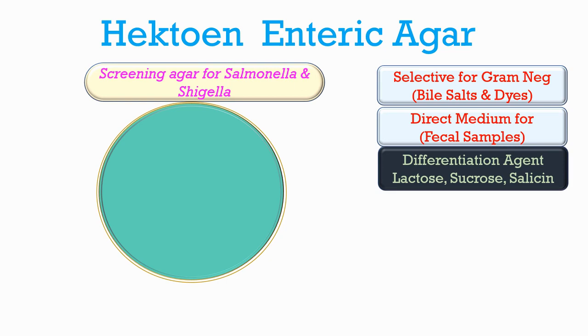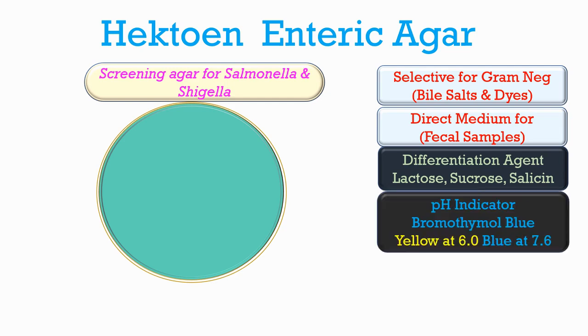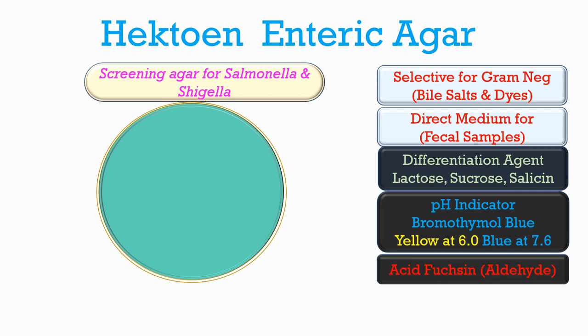It has 3 differentiating agents, lactose, sucrose, and salicin, that are all carbohydrates. The pH indicator used is bromothymol blue, that is yellow at pH of 6.0 and turns blue at a pH of 7.6. Another indicator is acid fuchsin that turns red in presence of aldehyde. Sodium thiosulfate is a sulfur source for H2S gas that is detected by the iron turning the colonies black in color by the production of iron sulfide.